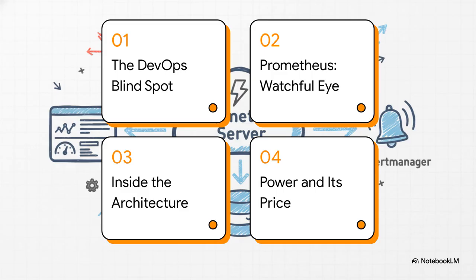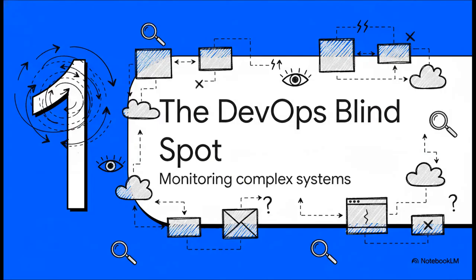We'll start with the problem, what I call the DevOps blind spot. Then we'll introduce Prometheus as our watchful eye. We'll peek inside its architecture. And finally, we'll talk about the trade-offs, its power, and its price. All right, let's dive right in.